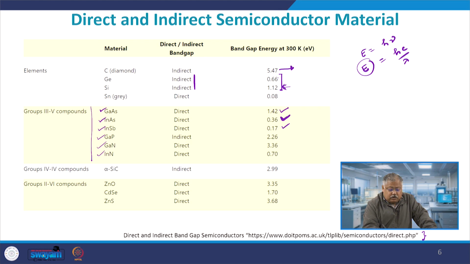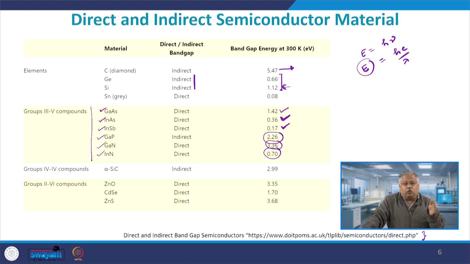Indium antimonide has 0.17 electron volts, and then let us come to indirect. This is an indirect one with 2.26, and within the direct, gallium nitride is 3.36 and indium nitride is 0.70, right. So, one thing is for sure: if you take gallium nitride, since the band gap is relatively large, the amount of energy and therefore the power handling capacity of gallium nitride is relatively better as compared to any other device as far as power devices are concerned.